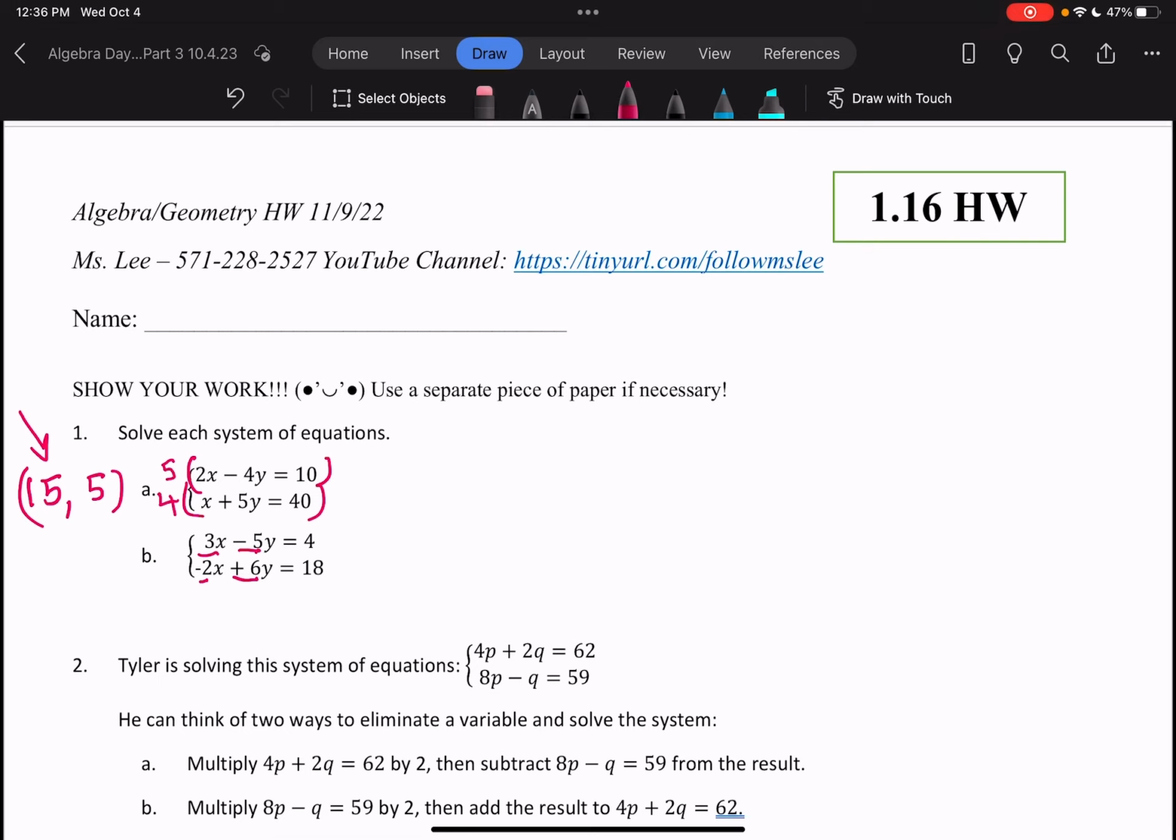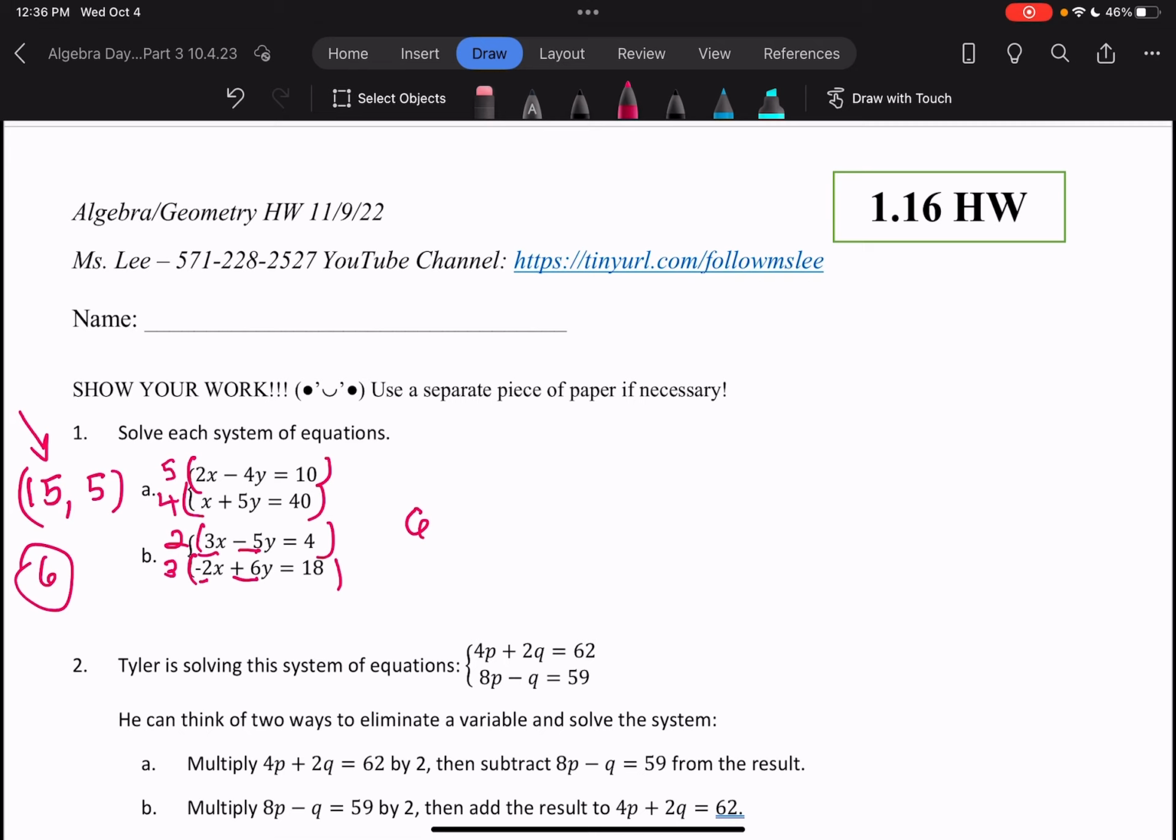The least common multiple for 3 and 2 is 6. So I want to multiply the top times 2, because that'll give me 6x. And I'm going to multiply the bottom by 3, because that's going to give me -6x. So let's go ahead and do that.